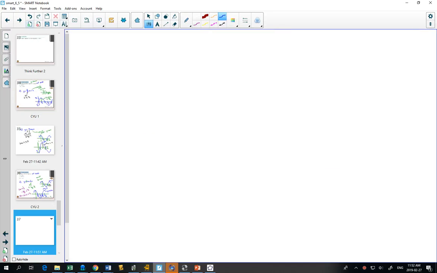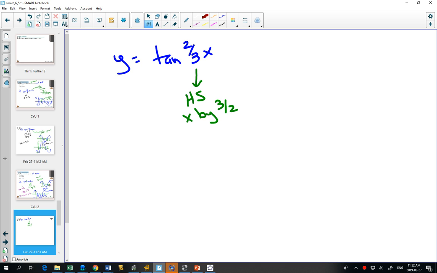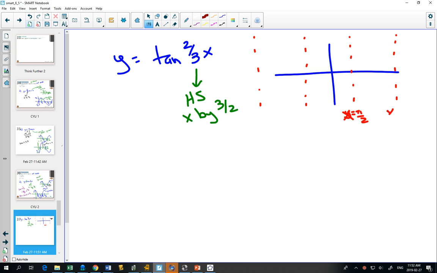For your tan graph, which is next, y equals tan of 2/3 x. Is that right? This is going to be a horizontal stretch. You're going to multiply your x values by 3/2. You're going to think about your parent graph for tan, which has asymptotes at pi/2 and 3 pi/2.